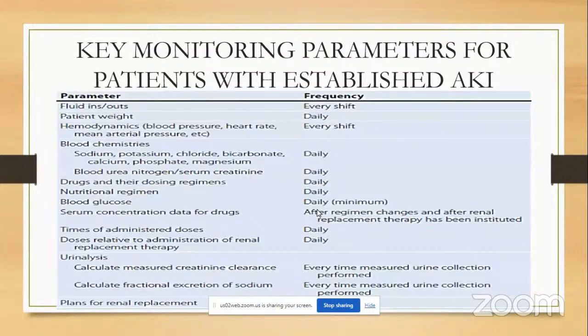Drugs and their dosing regimens are checked every time by pharmacists whenever they are entered, or the order or the doctor's prescription is renewed. They should be monitored. In the guideline, it is written daily, but here the role of the pharmacist is important. Whenever the drugs are changed, it should be reviewed by the pharmacist. Blood glucose should be monitored daily. Daily is the minimum requirement. If it is being monitored 4 hourly or 6 hourly, it is good.